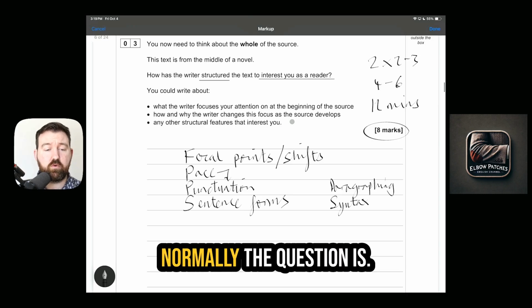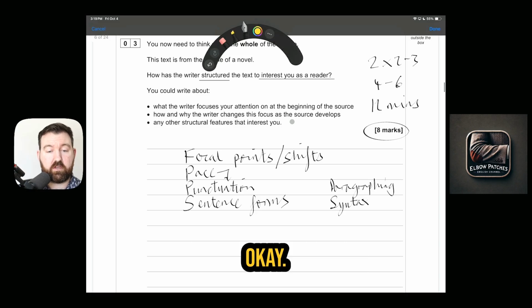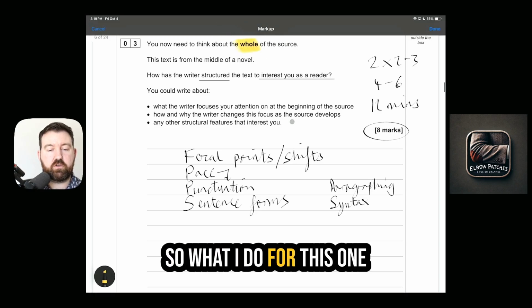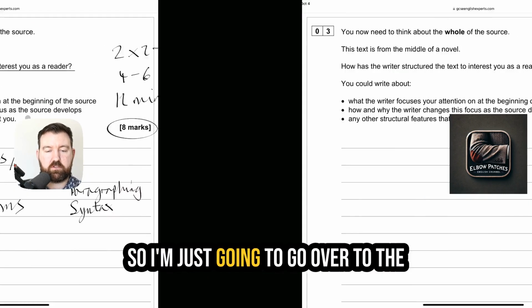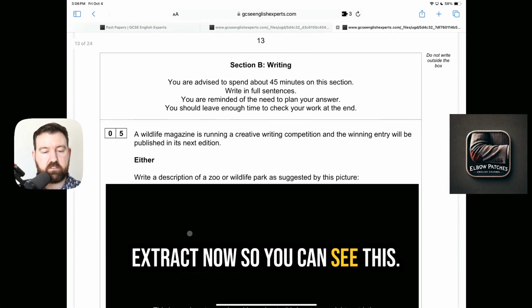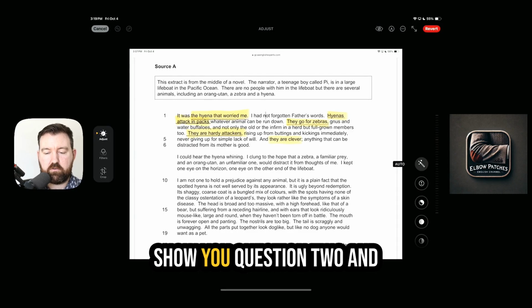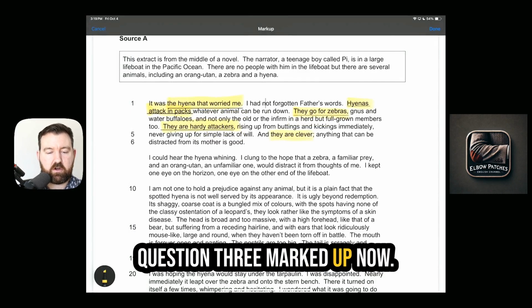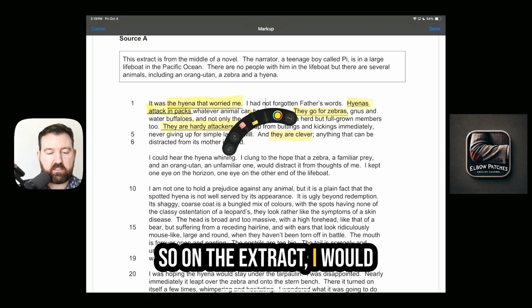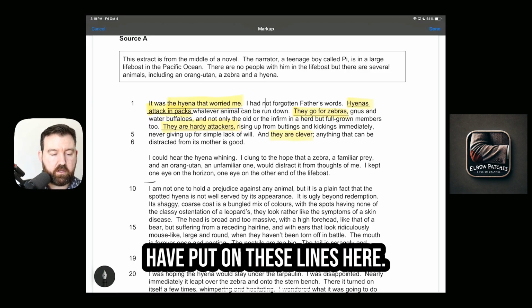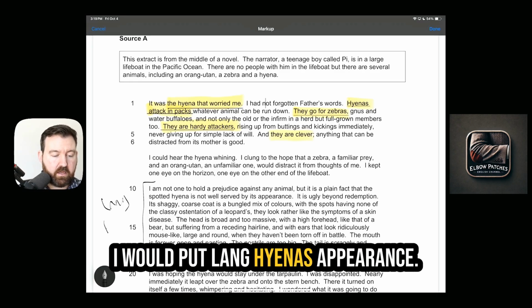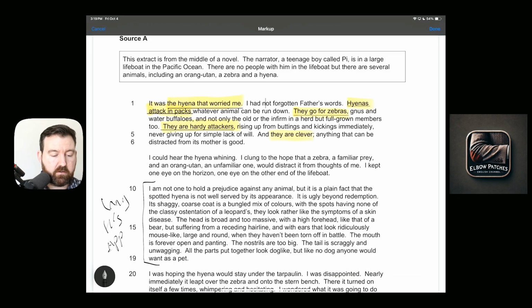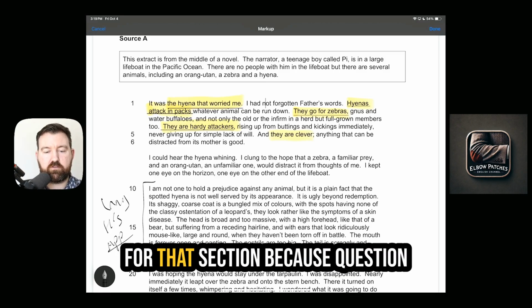Now for this one, normally the question is from the whole source, okay? So what I do for this one normally is on the extract. So I'm just going to go over to the extract now so you can see this. As a matter of fact, I'll show you question 2 and question 3 marked up now, okay? So on the extract, I would have put on these lines here, because that's question 2, I would put lang, hyena's appearance. So I know that I'm looking at language through that section.